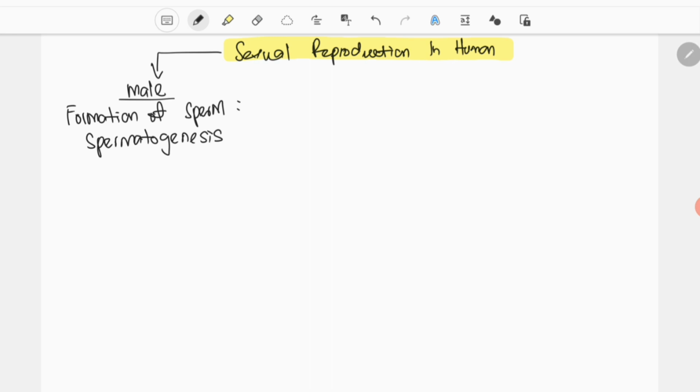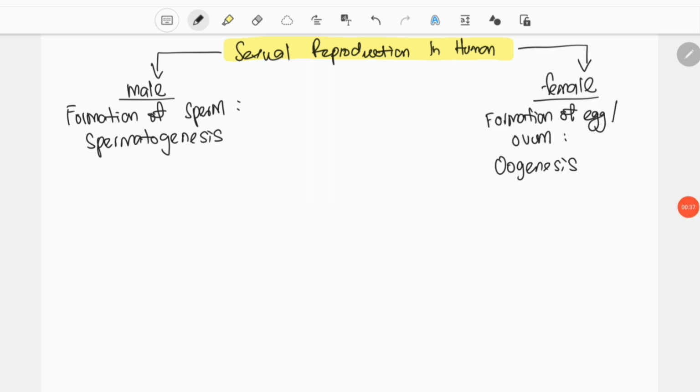So itu untuk male. Kalau female pula, it involves formation of egg ataupun ovum. So this process is known as oogenesis. So untuk sexual reproduction in human involve kalau male spermatogenesis, kalau female oogenesis. So ada dua processes. So selain daripada kita tengok proses sexual reproduction ni, kita akan tengok apakah hormon yang akan involve dalam regulating spermatogenesis dan juga oogenesis, as well as structure of the male and female gametes in human.